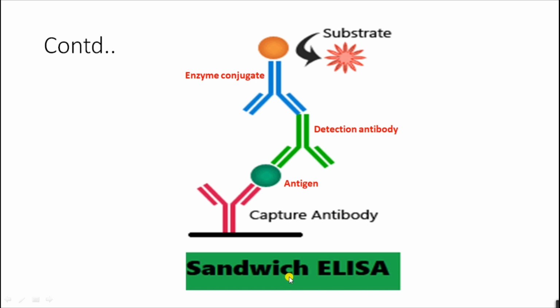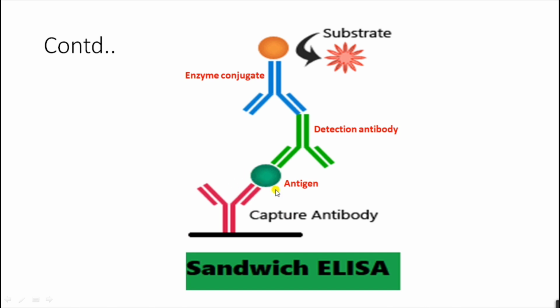So you can see the picture of sandwich ELISA. Why is it called a sandwich ELISA? Because the antigen is sandwiched between two antibodies. Here there is a capture antibody which is monoclonally raised, and we are detecting the presence of antigen. Consider this as a microtiter well, coated with a capture antibody, or monoclonally raised antibody, and then you are adding your antigen.